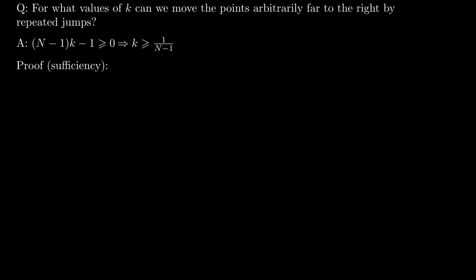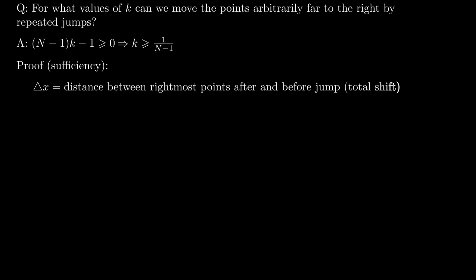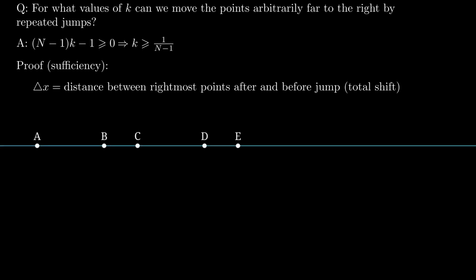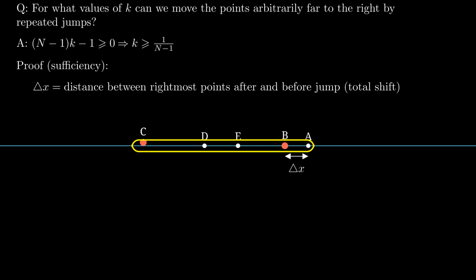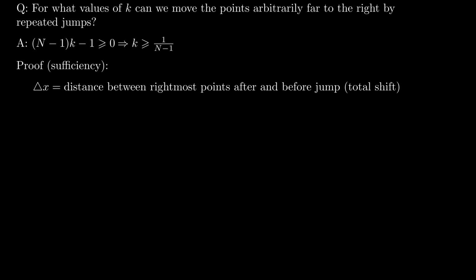This is the easier case. We denote by delta x the distance between the rightmost points after a jump and before a jump. We call this distance the total shift of the set of points. You can imagine this set as a train which moves to the right when a jump occurs. Denote also by D the distance between the leftmost point and the rightmost point.